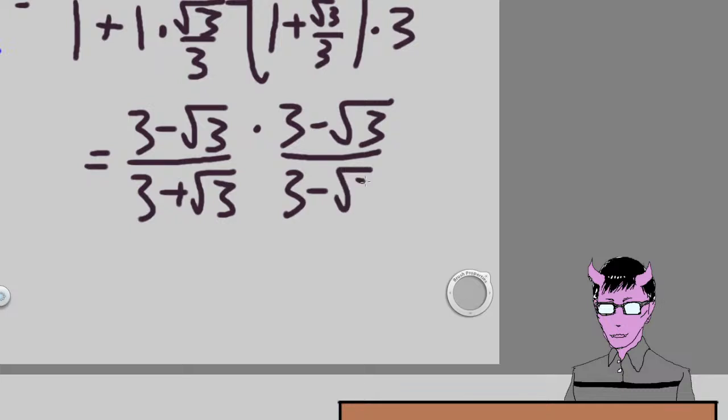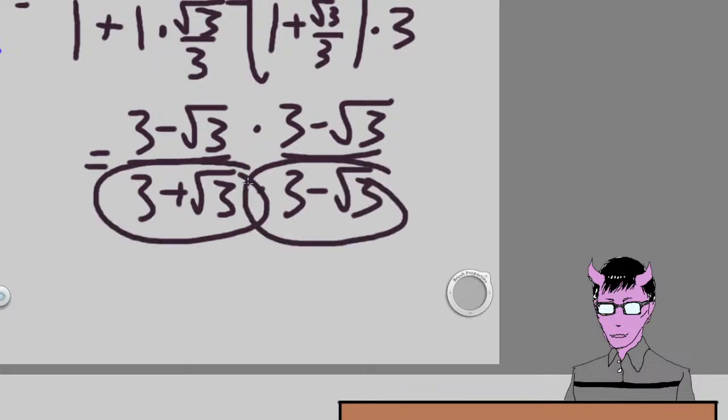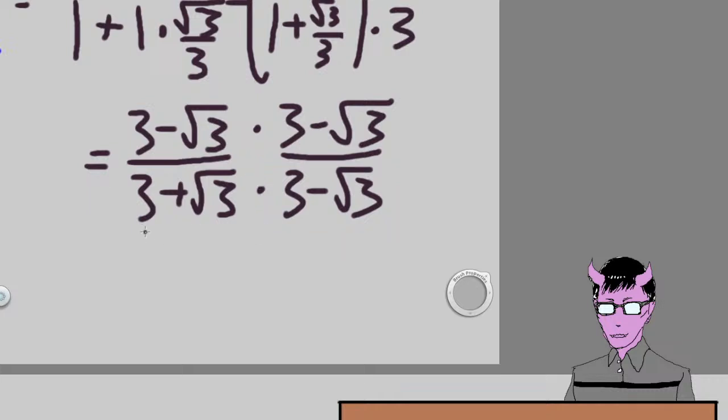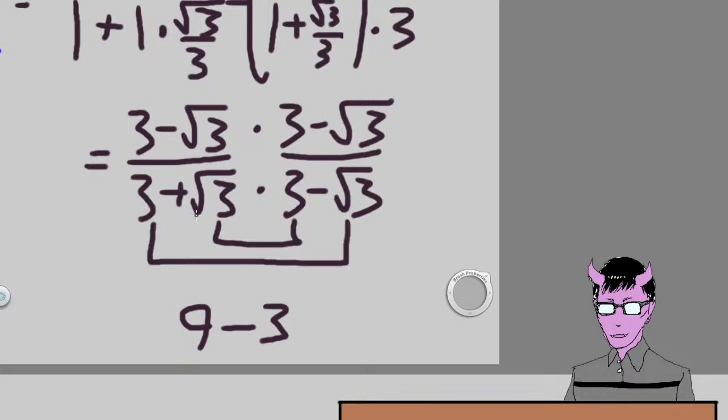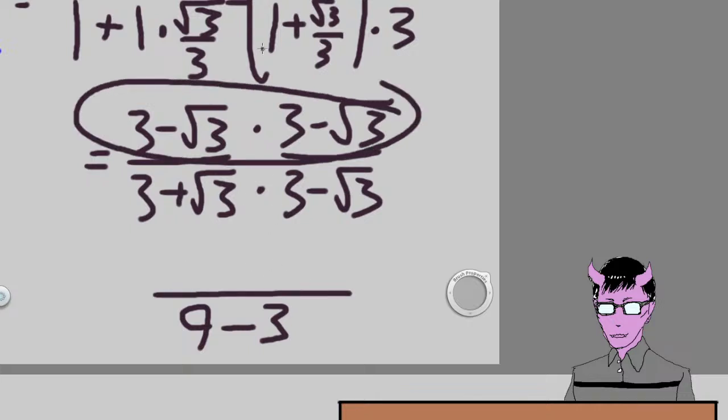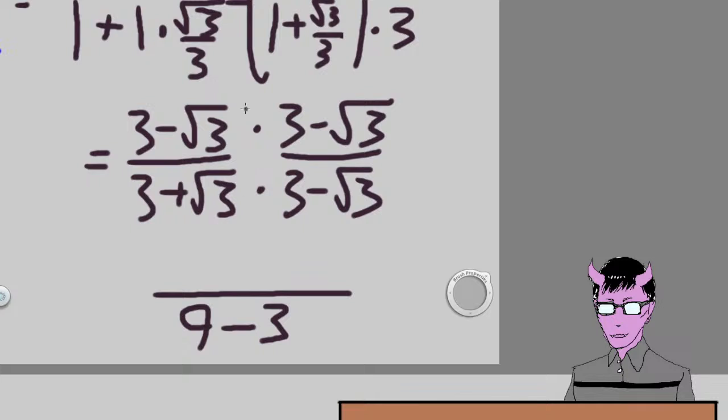3 minus root 3. And we're picking this one as a conjugate because it's going to create the difference of 2 squares scenario, where this one times this one gets you 9. And then this positive times negative gives us negative, and then root 3 times root 3 gives us just 3, and then the 2 middle terms are equal magnitude, opposite signs, so they will cancel. So that's how we clear the irrational term in the bottom. But then the top one becomes a mess, in my opinion.